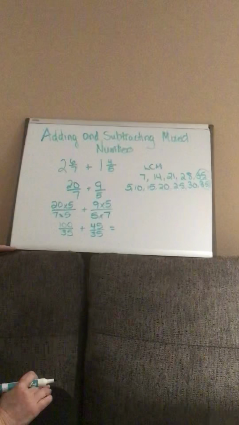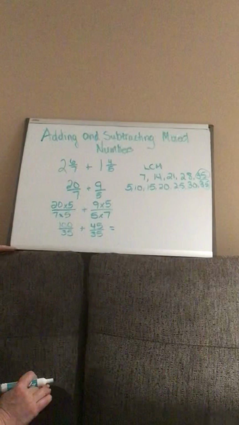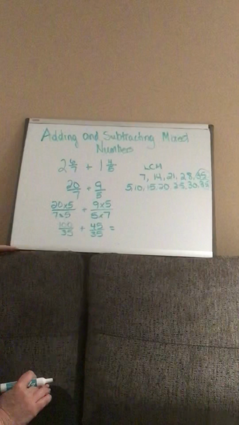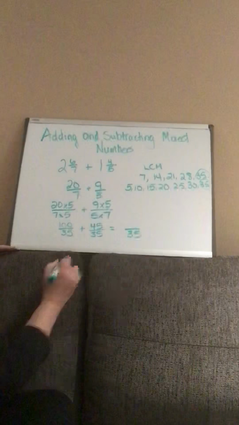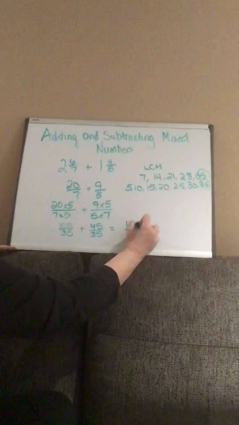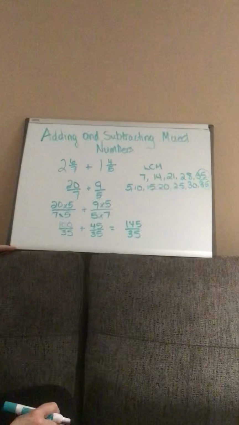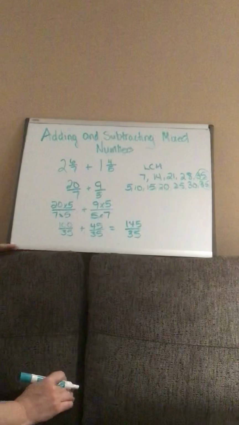Denominators are common, so I can add the numerators. Remember, when we add fractions, we never ever change that denominator. I'm going to write that down right away. 100 plus 45 is 145. Now the last step, if everybody gets to this step, I'm super happy, great.